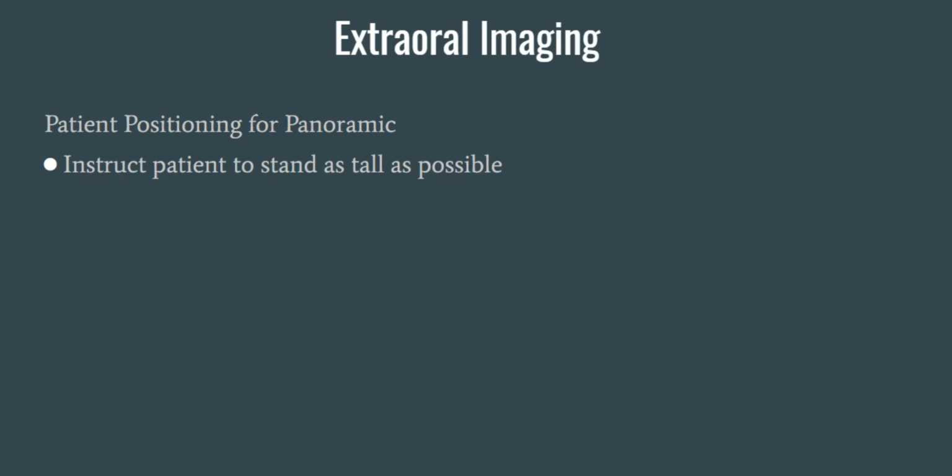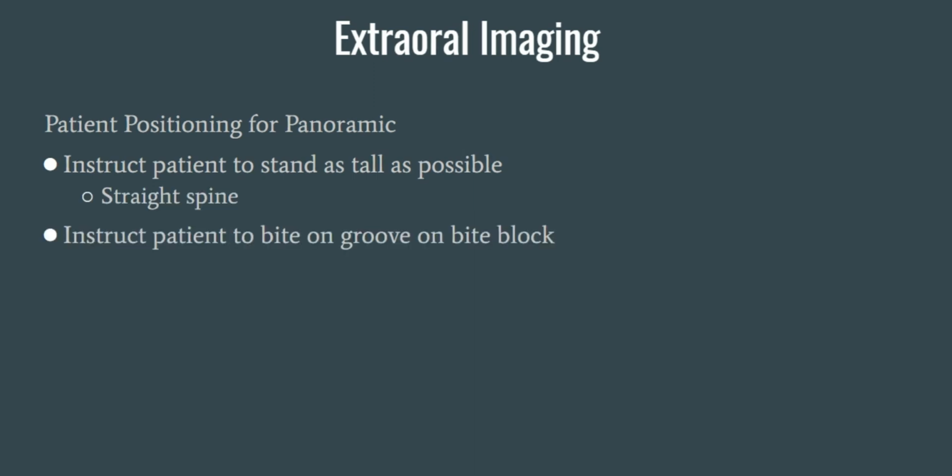So once the lead apron is ready to go, you are going to instruct the patient to stand as tall as possible. You want their spinal column to be very straight, because if it's not, a white kind of shadow can appear over the middle of the radiograph, and that might block diagnostic information that's needed. Then you will instruct the patient to bite on the groove that's in the bite block. This groove is what helps align the teeth and keep them in that focal trough. That's that curved area or that horseshoe-shaped area that allows structures to be seen clearly.